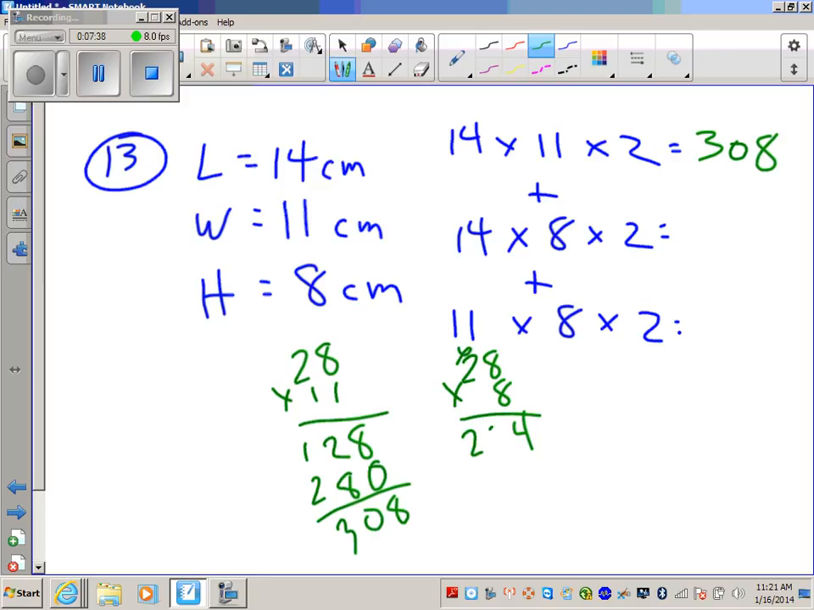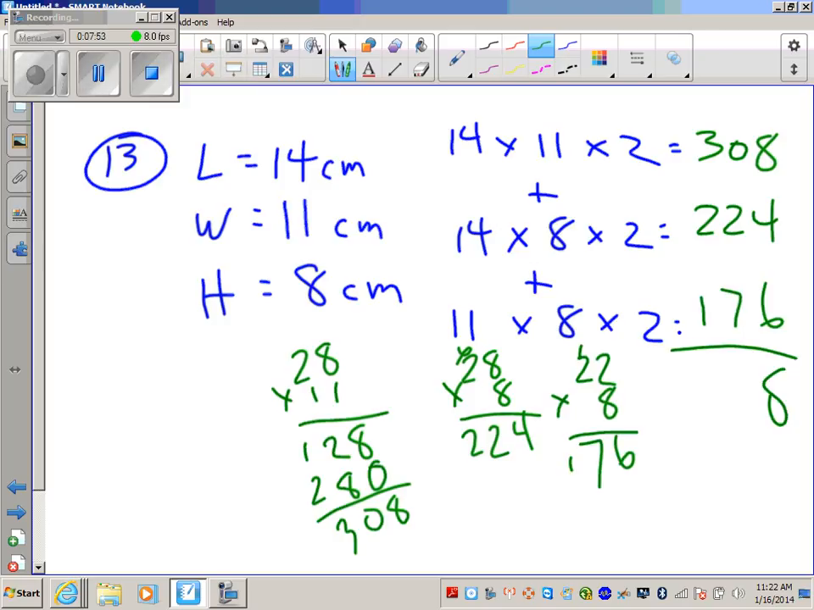16 plus 6, 224. And then here, 22 times 8 should give us 16 and 17. So I should get 18 and 10, 4, 5, 6, 7, 708 centimeters squared.